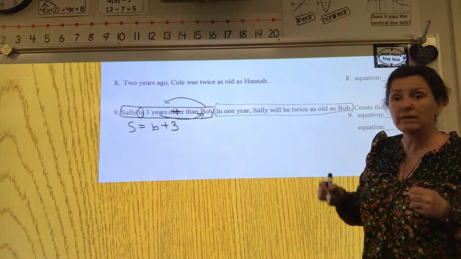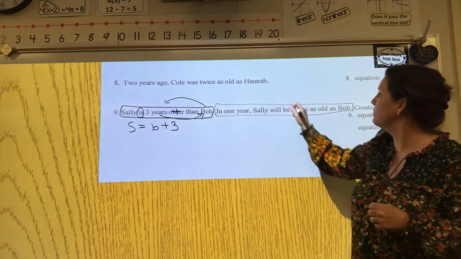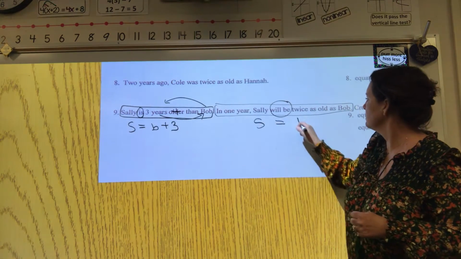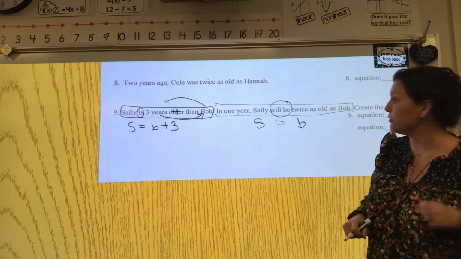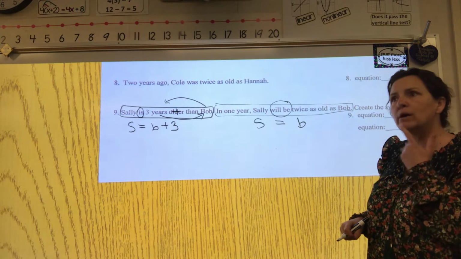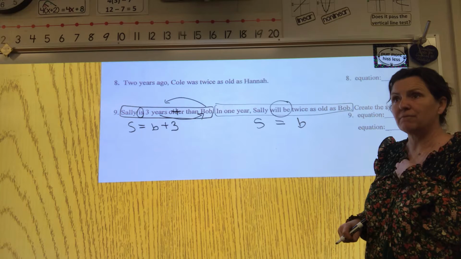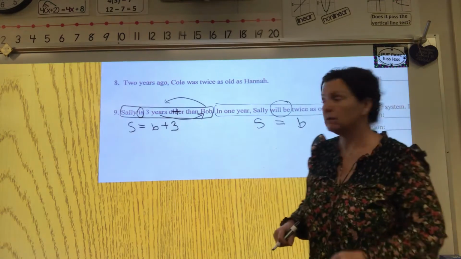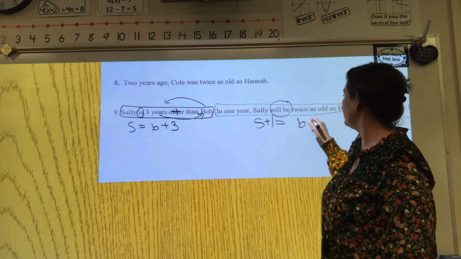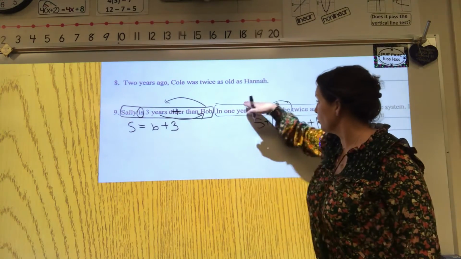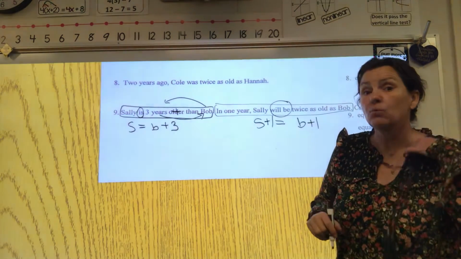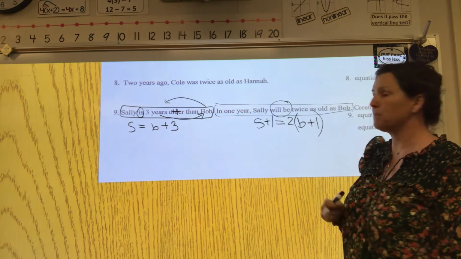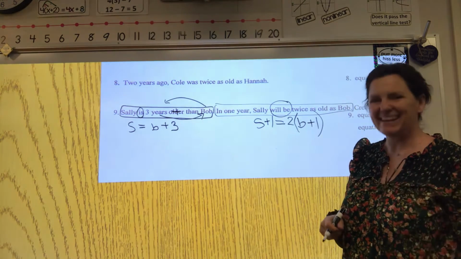Next one. In 1 year, Sally will be twice as old as Bob. Will be. Sally, Bob. So I got Sally on one side, I got Bob on the other, right? In 1 year. Well, I ask myself if I'm confused, Teresa, how old will you be in 1 year? Well, I'm 52 plus 1, 53. So in 1 means in the future. We're going to be adding 1 to both sides, right? Because in 1 year, comma, means all of this is happening in 1 year. Cool beans. We haven't used twice. And don't forget those lovely parentheses. Did you get it? Nice.